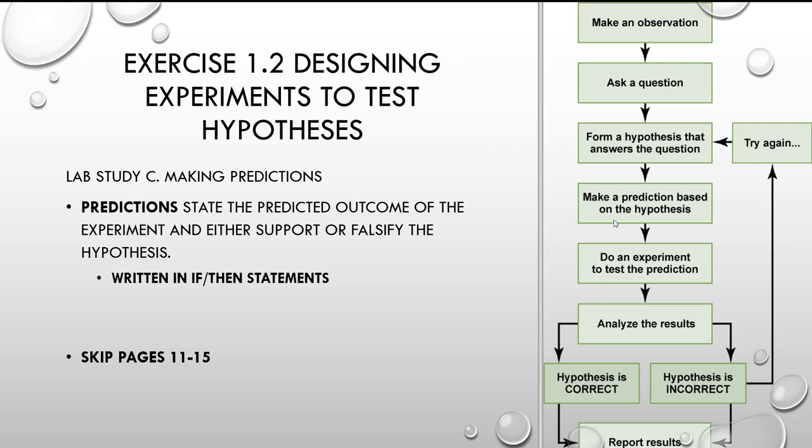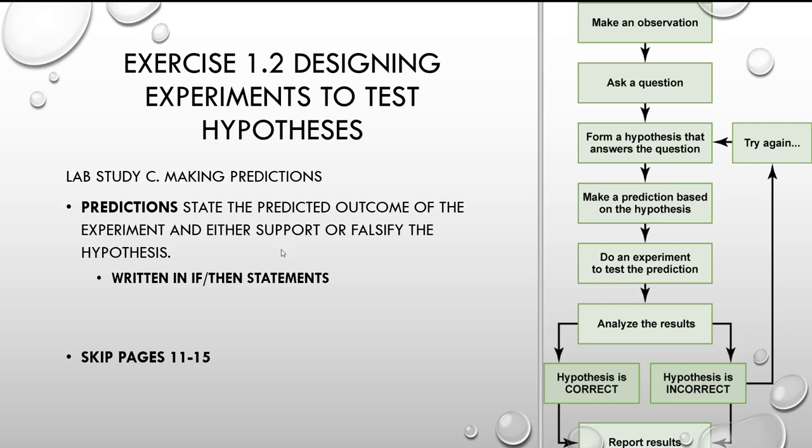Predictions are a little different from hypotheses. A hypothesis is an answer to the question, and it's usually testable and falsifiable. A prediction is predicting the outcome of the experiment, and it either supports or falsifies the hypothesis. So you're predicting the results of the experiment, which means you need to know what the experiment is, and so it's a little bit more specific, okay? And it's usually written in an if-then statement.